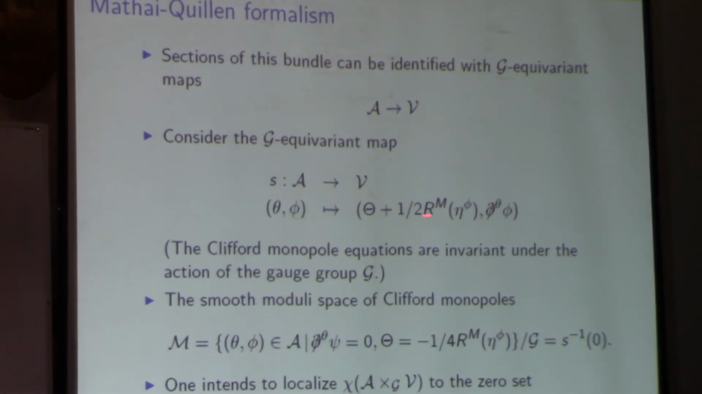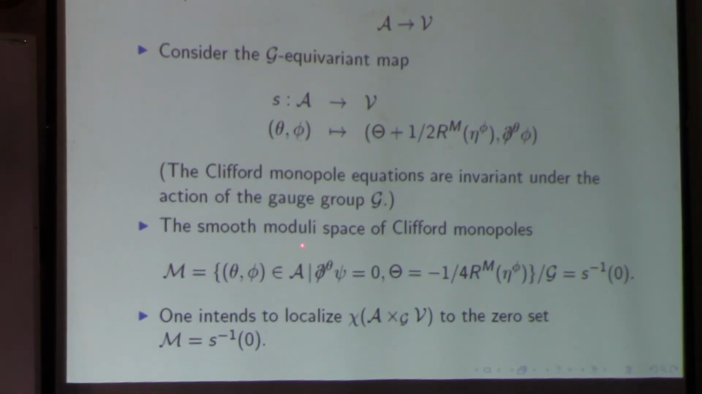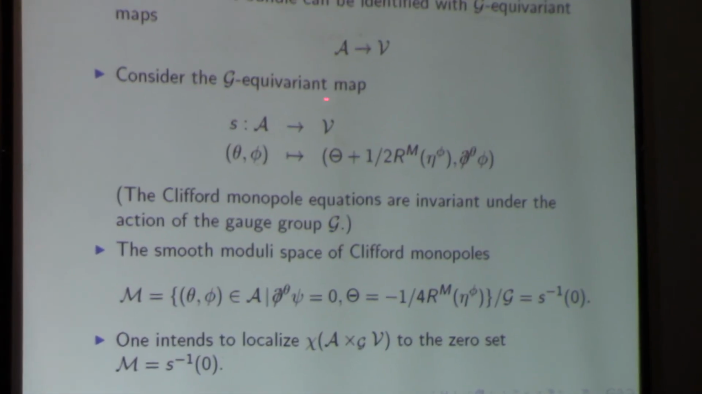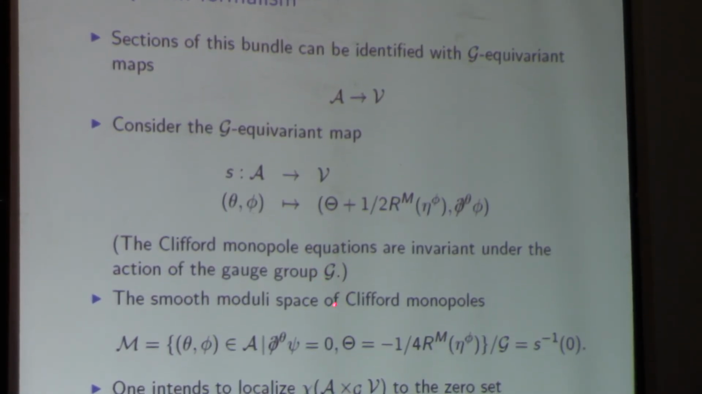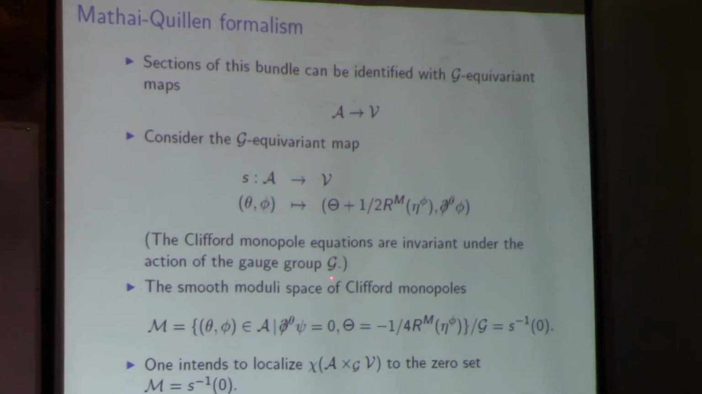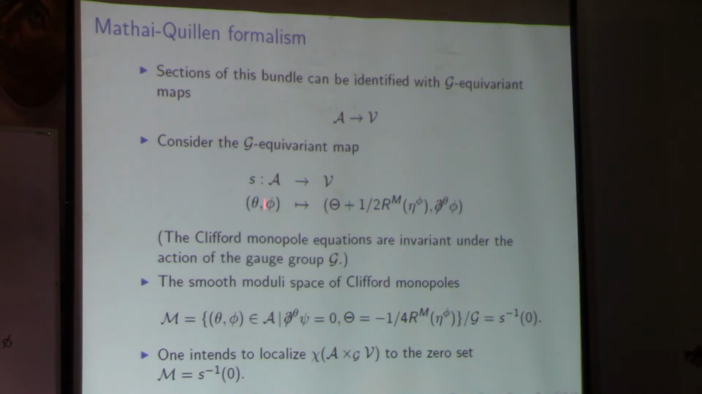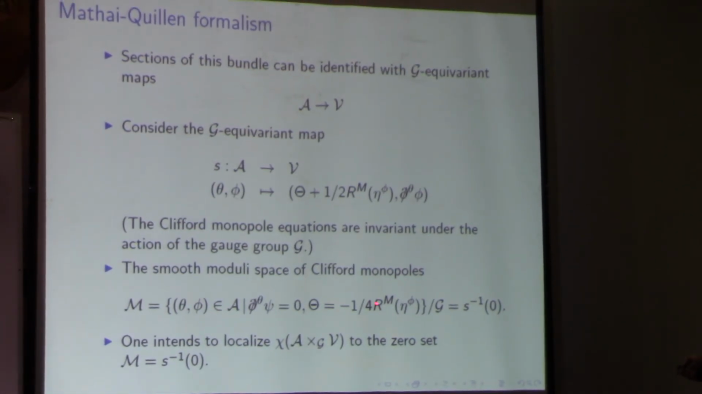These are the Clifford Monopole equations. That gives us a section of this bundle. And the G-equivariance means that the Clifford Monopole equations are invariant under the action of the gauge group. They are gauge invariant, which is the first thing you have to check in a gauge theory to create a moduli space. Then we have this section. The zero set of this section is the moduli space of Clifford monopoles. Okay?